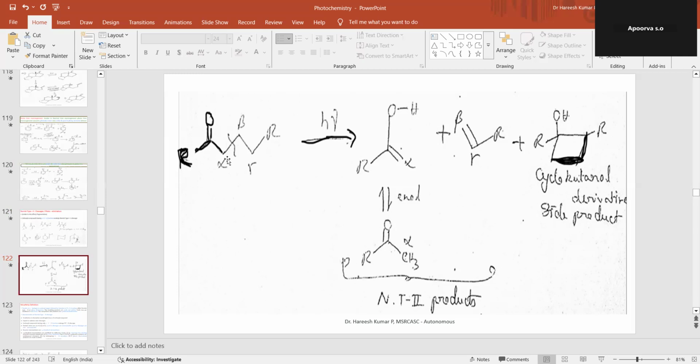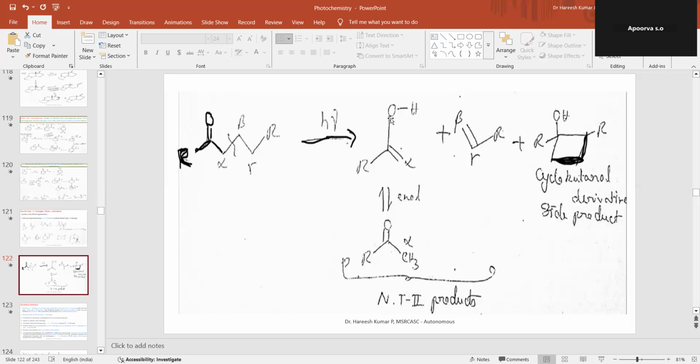What is obtained is the cleavage, alpha-beta bond cleavage. Alpha-beta bond cleavage means here one double bond, here another double bond. That means an enol and then an alkene are obtained. In addition to these two products, a cyclobutane derivative is also obtained. This we call a side product, and this is also called the Yang rearrangement product.